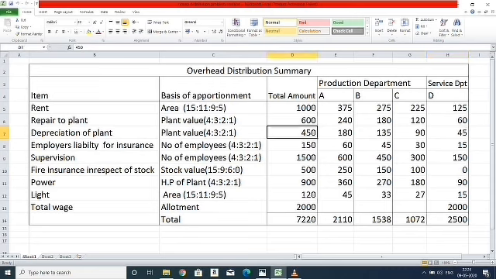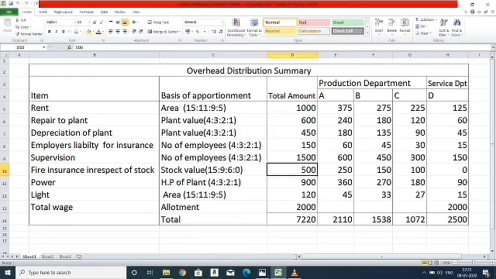Then depreciation, total overhead amount of 450, divided in the ratio 4:3:2:1. Then we get 180, 135, 90 and 45. Then employer's liability for insurance, total overhead 150 divided in the ratio 4:3:2:1: 60, 45, 30 and 15. Then supervision, number of employees, amount of 1500 divided in the ratio 4:3:2:1. Then we get 600, 450, 300 and 150.